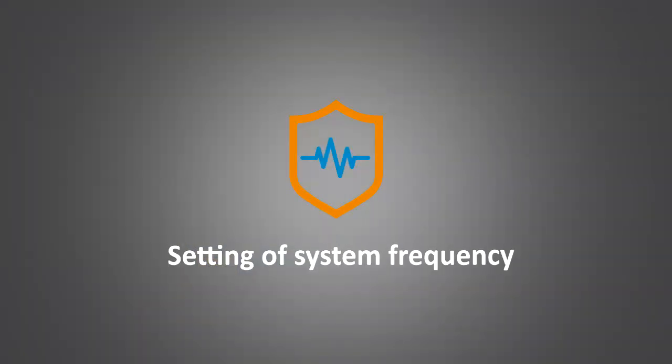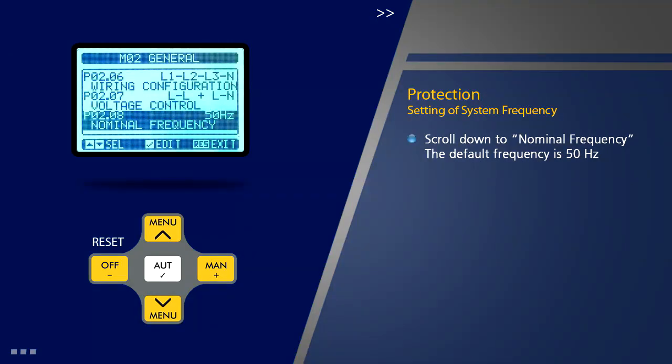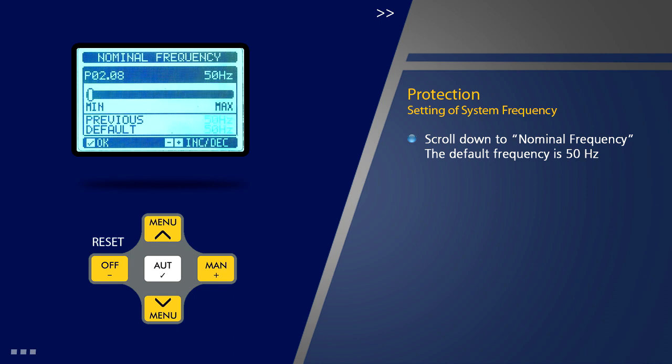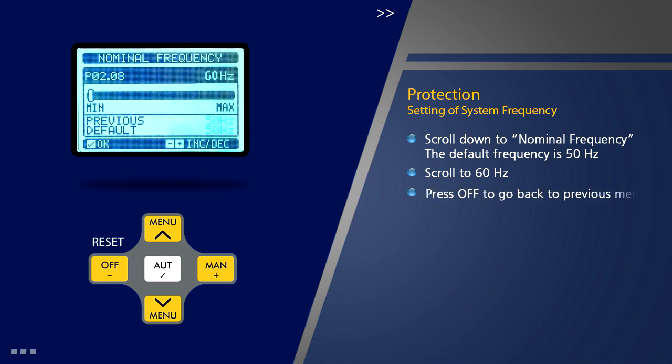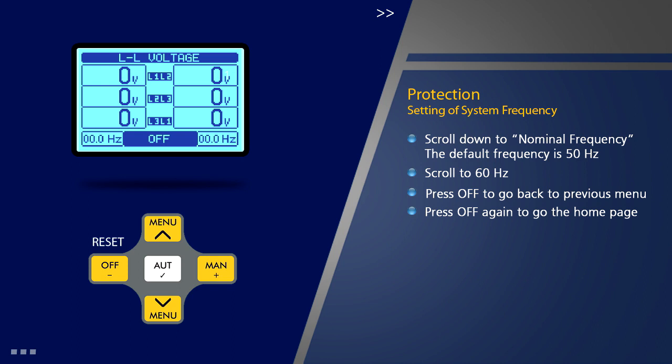Setting of system frequency. Scroll down to parameter 8, which is nominal frequency, on General page and press OK. The default frequency is 50 Hz. Scroll to change the value to 60 Hz and press OK. Now 60 Hz is the new frequency. Press off to go back to previous menu. Press off again to go to the home page.